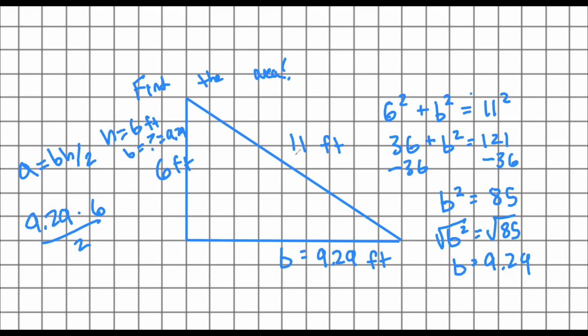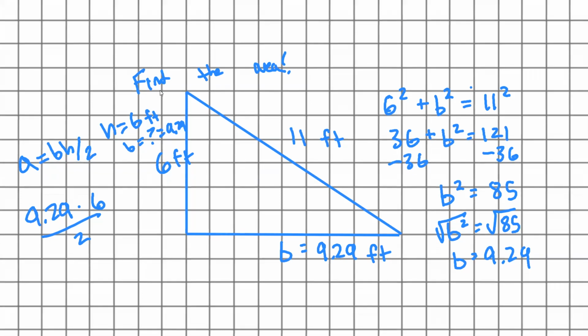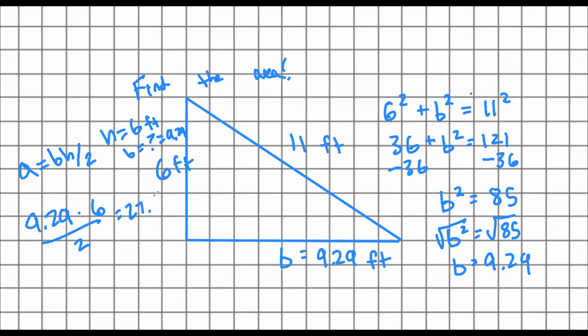So now I do 9.29 times 6, and I'm gonna get 55.3. I'm going to divide it by 2 because it's a triangle. And I get my final answer is 27.65 square feet, right? So what's tricky about this problem is that you need to use the Pythagorean theorem.